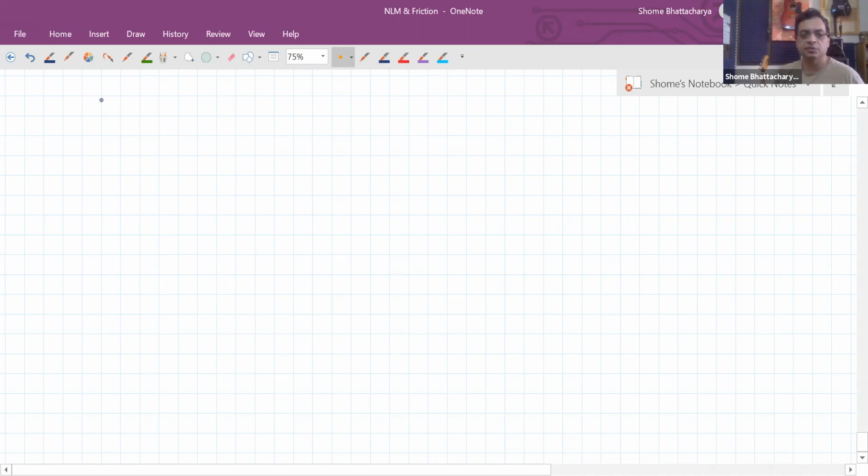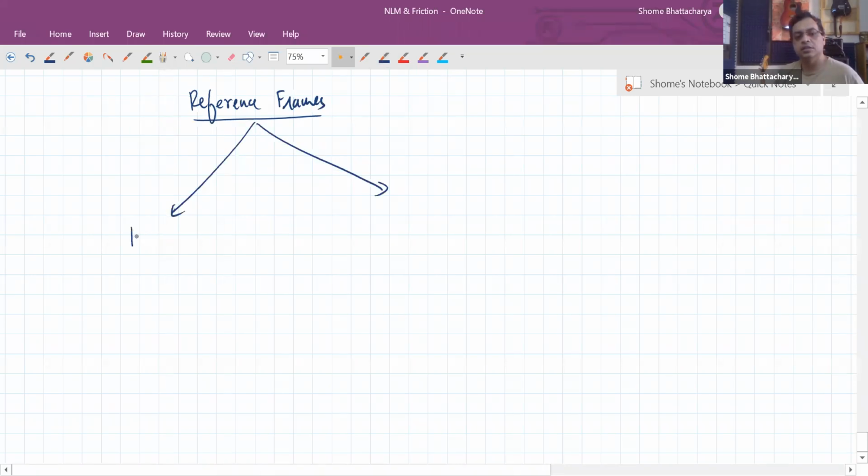First of all, we should be very clear about the definition of the two types of reference frames. The reference frames that we are using for the analysis of our free body diagrams can be divided into these two categories: inertial frames and non-inertial frames.